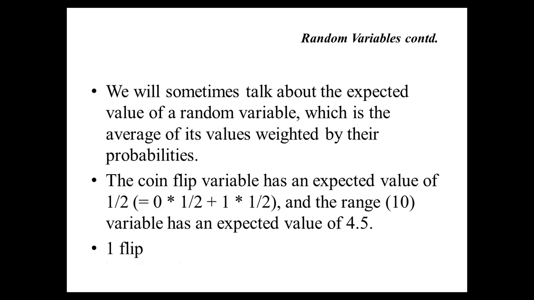Okay, in the first flip, the 0, that is a tail, can have probability 1 by 2, and having 1 also has probability 1 by 2. So in this first flip I will get 0 value with probability 1 by 2 and 1 with probability 1 by 2.